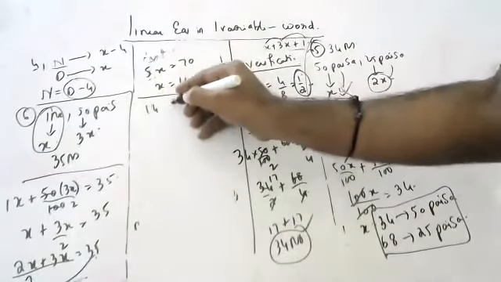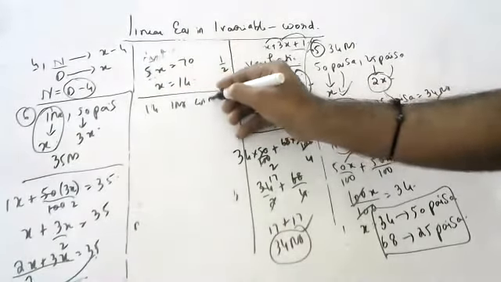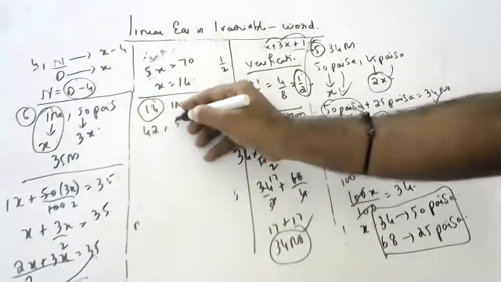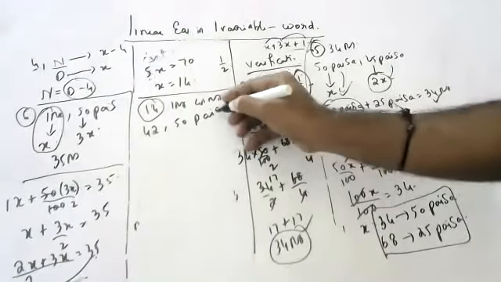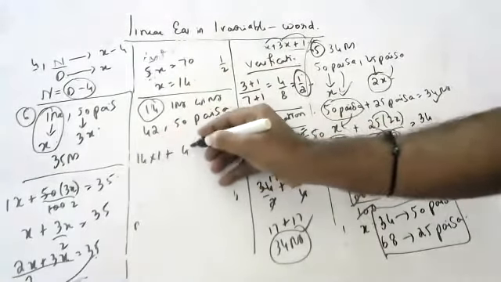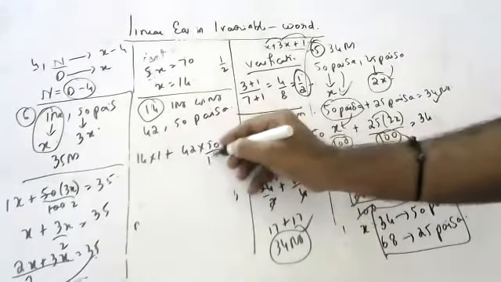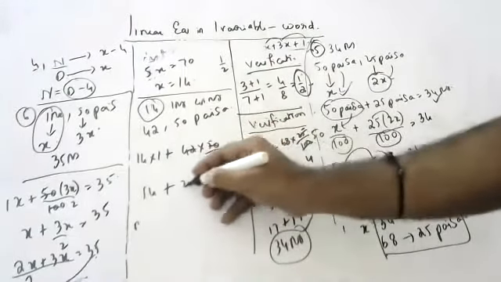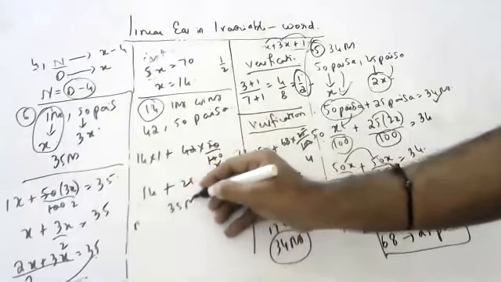So 14 1 rupee coins are there, and 14 threes are 42, so 42 50 paisa coins are there. So 14 into 1 plus 42 into 50 by 100: 14 plus 21 is 35 rupees. This is verification.